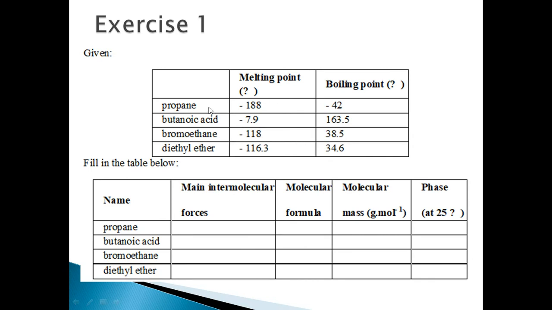Let me say homework for you. You have this question here. You have this table here. We are given propane. It has a melting point of minus 188, boiling point of minus 42. Butanoic acid, minus 77.9, 163.5 boiling point. Bromoethane, minus 118, 38.5 boiling point. And diethyl ether has a melting point of minus 116.3 and boiling point of 34.6. Now use the information you have in this table to complete the table below. This is an exercise for you.